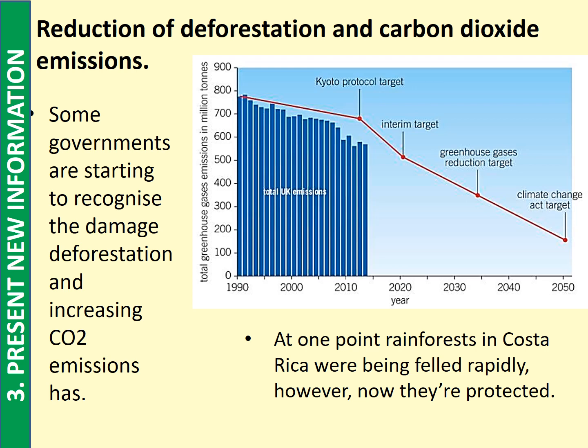At one point, rainforests in Costa Rica were being felled at the most rapid rate in the world. Obviously, we know that the Amazon rainforest is being destroyed. Miss O'Kelly, right before we went into lockdown, was talking to us about how CAFOB were running a campaign to protect the Amazon rainforest, and specifically protect the people who are doing the protecting of the rainforest.